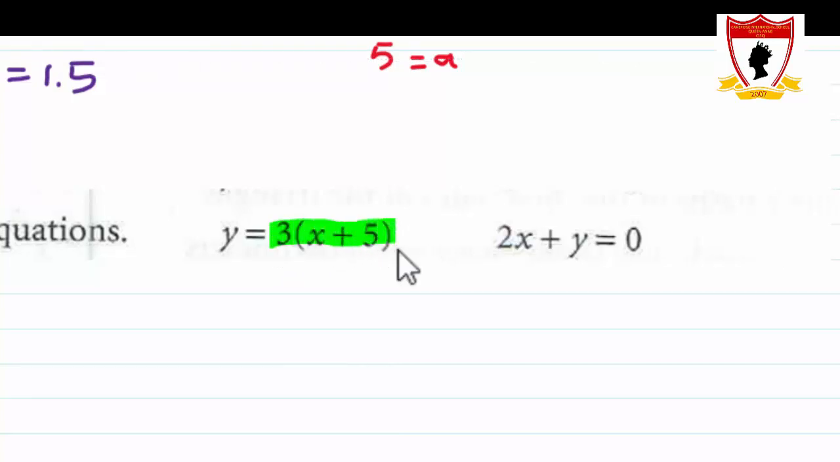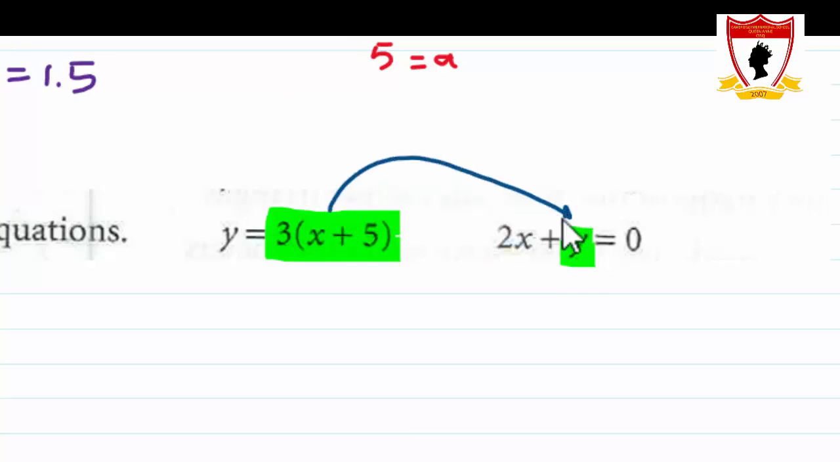So I'm going to write this highlighted one instead of this y. Why? Because we know y is equal to this. So it's okay if I write this one instead of this. That's why this method is called substitution, because I'm going to substitute this highlighted part instead of this one. Let's rewrite the equation and how it looks.